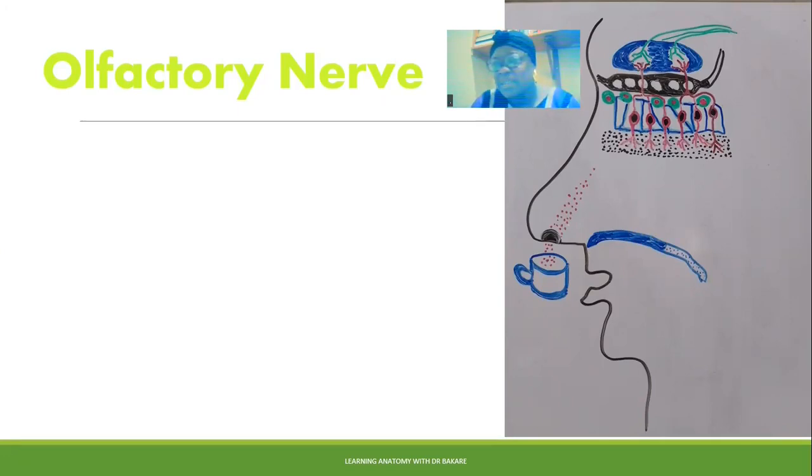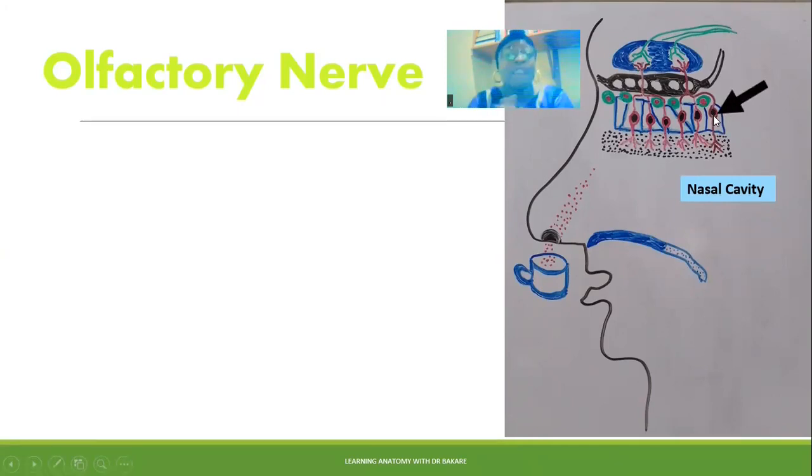If you use this image here as illustration, this is where we have the nasal cavity. And we know that at the roof of the nasal cavity is where we have the olfactory segment that is designed for olfactory function. So it is within this olfactory segment that we have the olfactory nerve. So if you look at this structure here that is arrowed in black, this is the olfactory nerve.